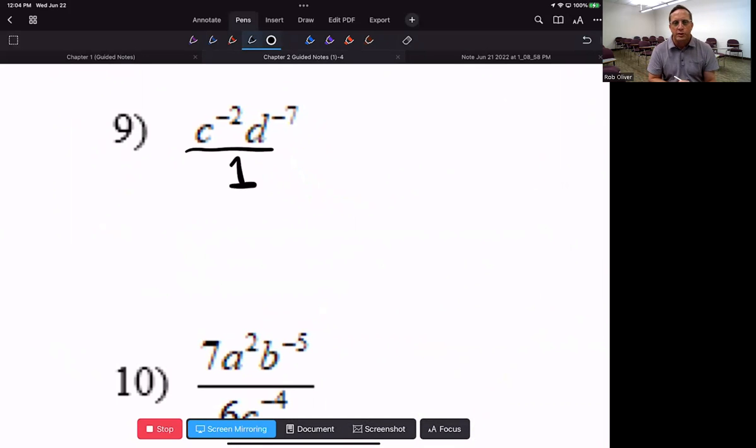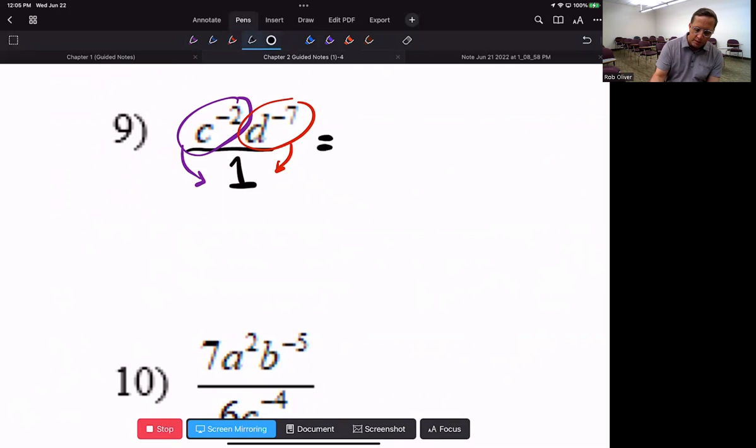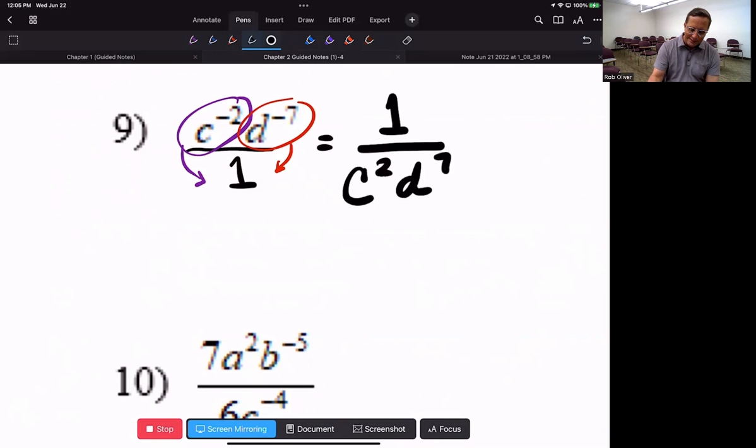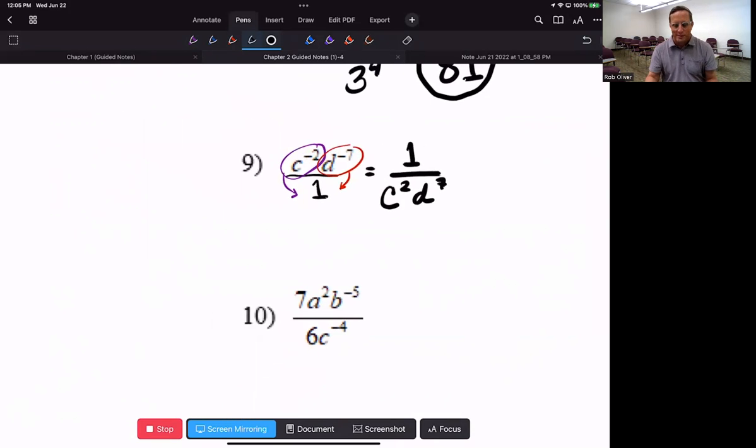Number 9. I always like to write it so it looks like a fraction so that you know where things are moving. You don't have to do that, but I think sometimes it makes it a little bit more clear. On this one, we're moving the C down to the denominator and we're moving the D down to the denominator. But we need something in the numerator. So everything leaves the numerator, and sometimes people think nothing's there. Well, something's there. We have to put a 1 there. So we have a 1 in the numerator, and then we have C squared D to the 7th in the denominator.